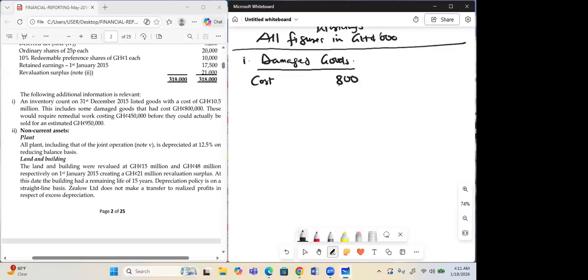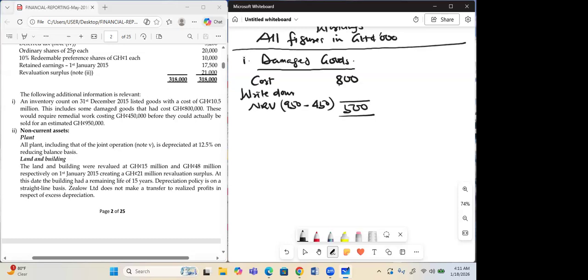Now the standard says we should value inventory at the lower of cost and net realizable value. So net realizable value, NRV, is the net of the selling price. So we can sell it for 950 minus the cost to sell. They say we will incur remedial cost of 450. So the 450 is the cost to sell, giving you what? 500. Are we getting it? So since the cost is 800 and the NRV is 500, it means the inventory value has fallen. So this is an impairment of inventory. Impairment of inventory is what we call the inventory write-down. Is that clear?